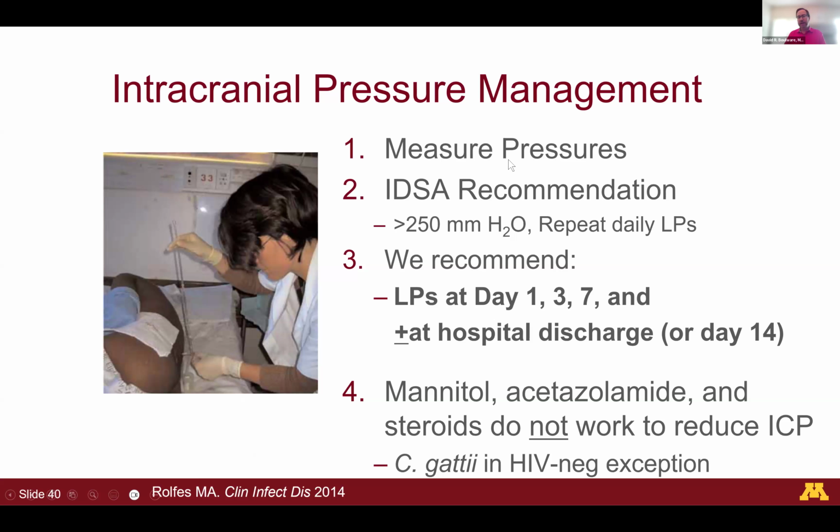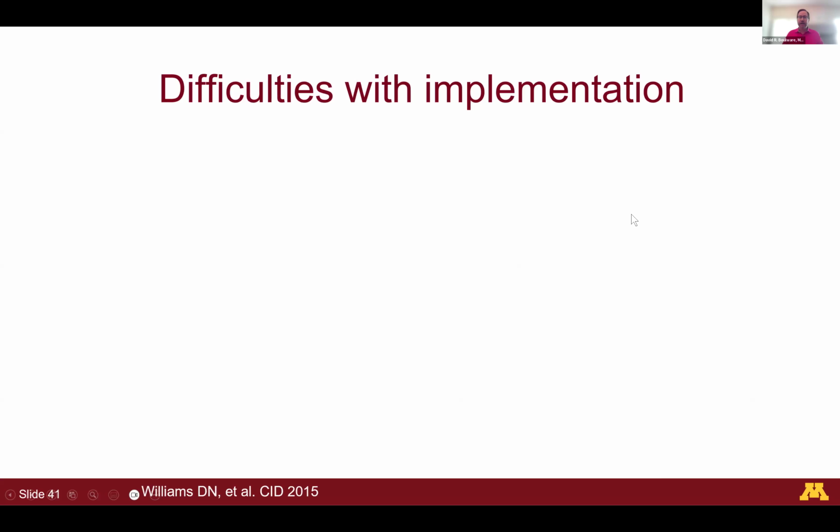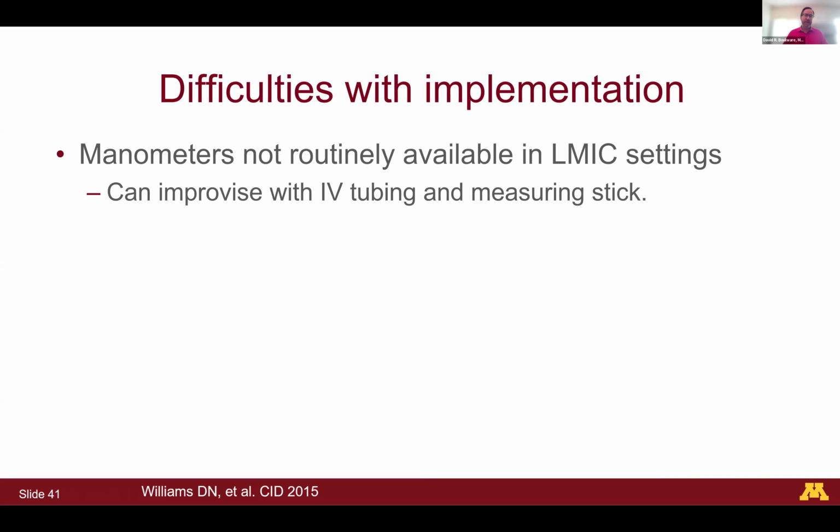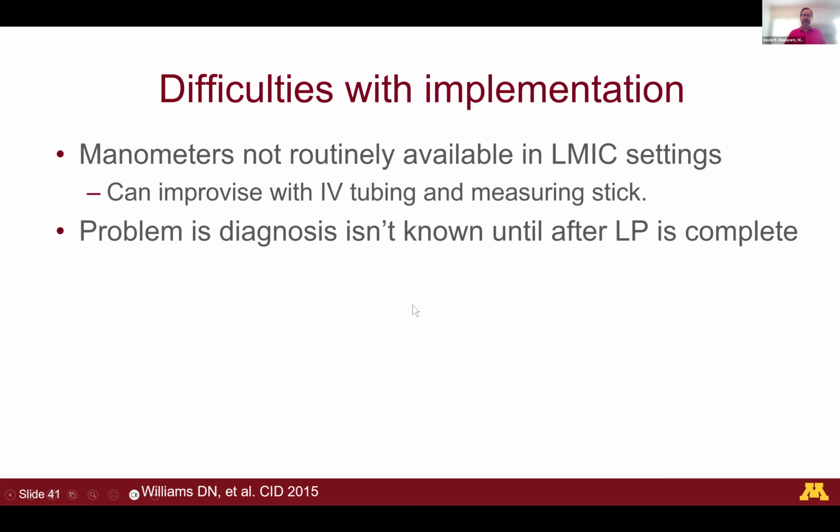The key point is measuring pressures, which in general practice is sometimes a problem: they had an LP, well, what was the pressure? Oh, we didn't measure it. If it was not measured in the emergency room or wherever, I would repeat the LP within 24 hours to measure the actual pressure, because controlling pressure is really key to early mortality reduction. There are difficulties in implementation. You can improvise with IV tubing and a measuring stick. Oftentimes you don't know the diagnosis until the LP is complete, so people don't measure the pressure because they didn't know they had Cryptococcus.